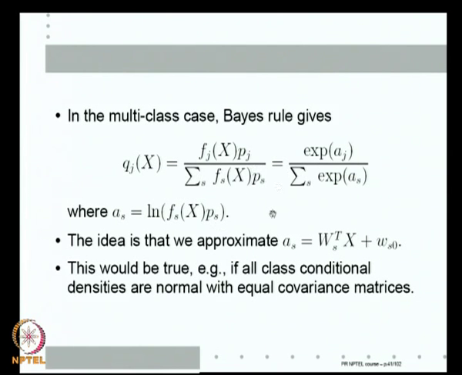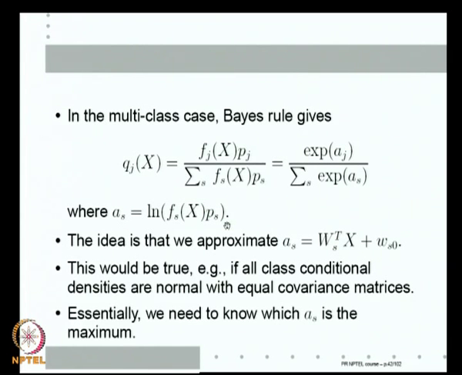So, once again like in the 2 class case logistic regression, the idea is we approximate each of these as by an affine function ws transpose x plus ws naught, and you essentially use a method which is motivated by the fact that the posterior probability can be expressed as a function like this. Okay. So, let us go to the details now.